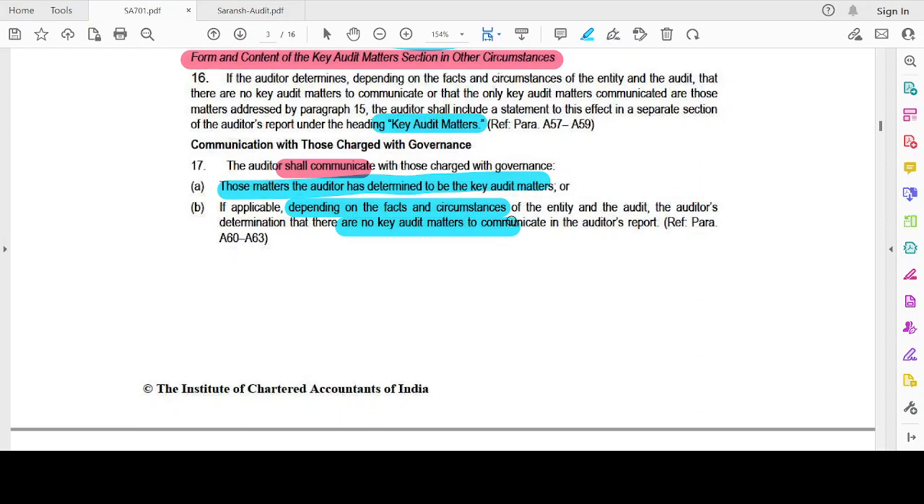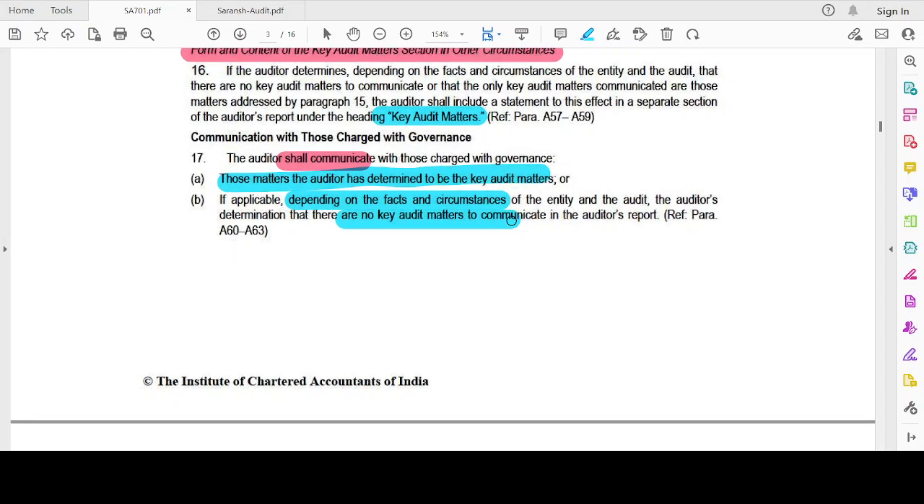He may either say these are the current key audit matters for the current period, or he may say there is no key audit matter to be discussed or disclosed in the current period's auditor's report.